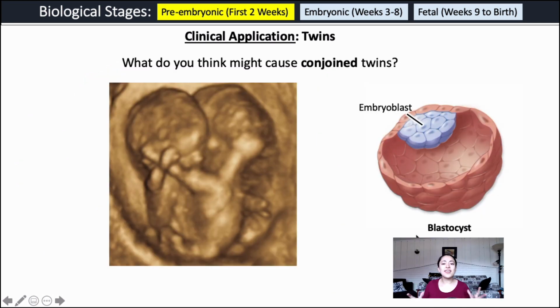So now, understanding how monozygotic and dizygotic twins develop, what do you think might cause conjoined twins to develop? This actually happens because, for example, the embryoblast might start to split into 2 separate clusters, but it doesn't completely divide into 2 separate clusters. Instead, some of the cells stay connected to each other. And so that would lead to conjoined twins without completely separate bodies.